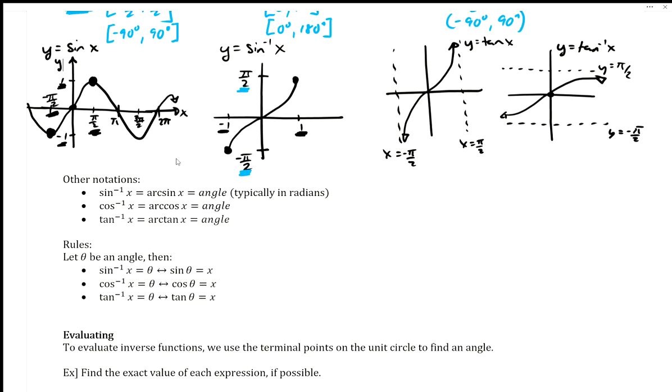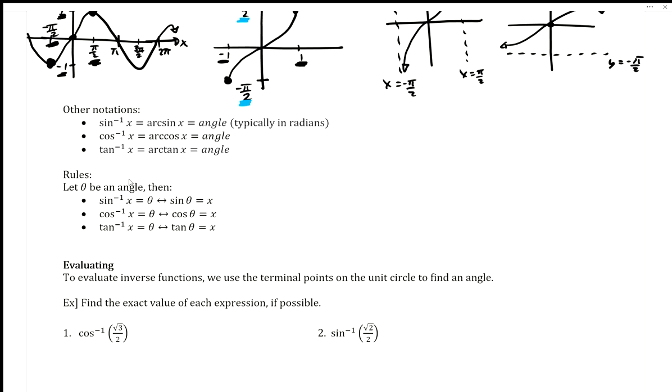There are other notations. So the sine inverse of x is also called arcsine of x. Let me do tangent. Similar with cosine and tangent, but that's tangent inverse of x is how we would say it. This is arctangent of x. Okay, so they are the same thing.